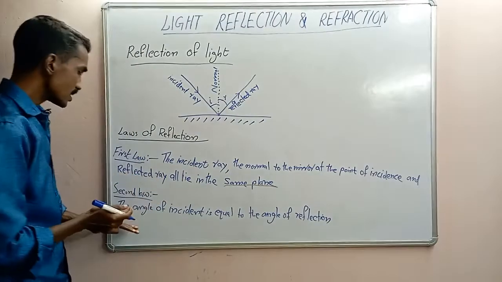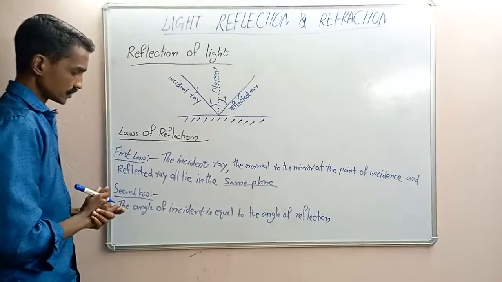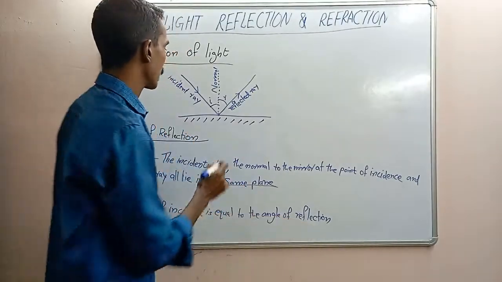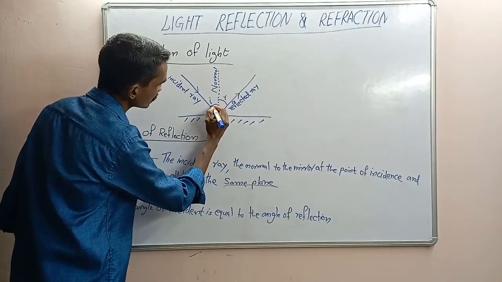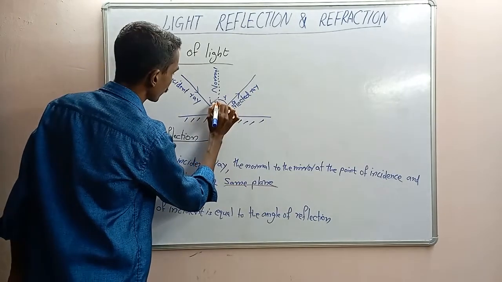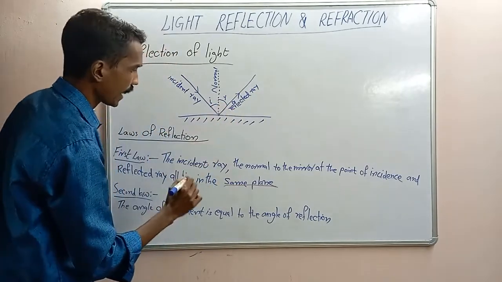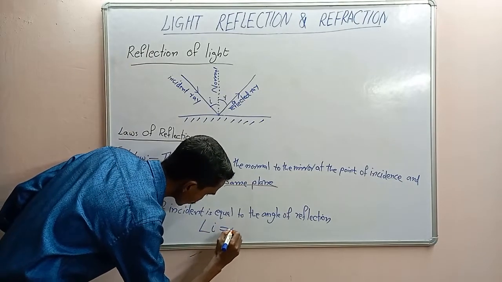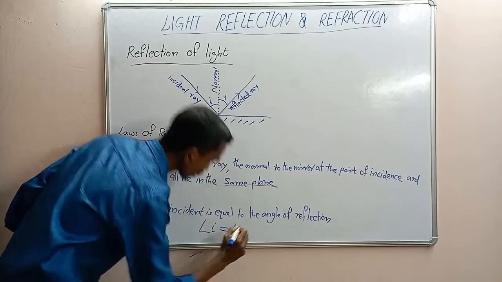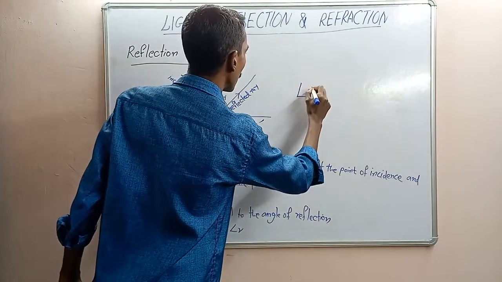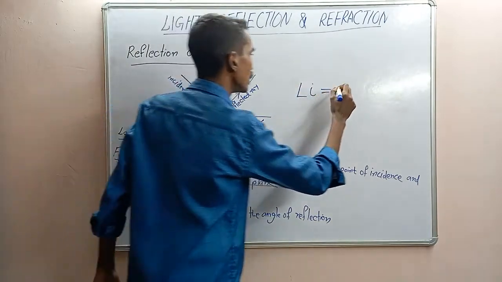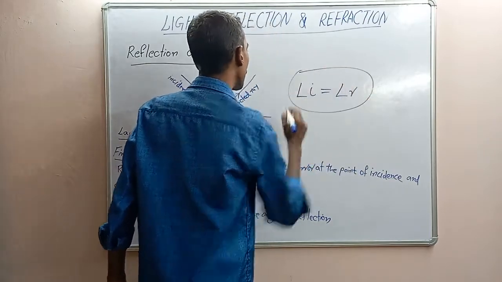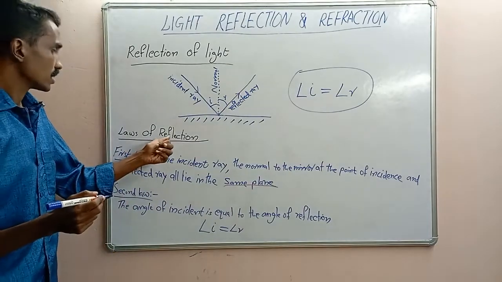Next is the second law: the angle of incidence is equal to the angle of reflection. That means here the angle of incidence is i and the angle of reflection is r. So the angle of incidence is equal to the angle of reflection. That is the second law of reflection.